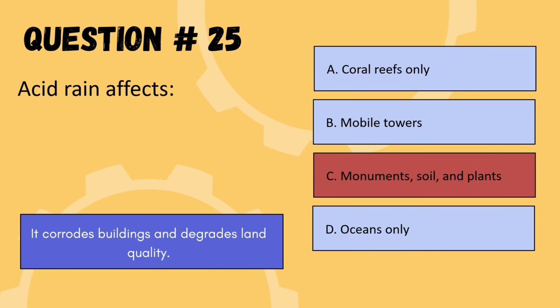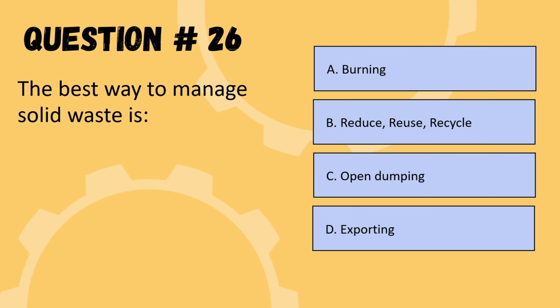So we are moving to the next question. The best way to manage solid waste is. Options are burning, reduce, reuse, recycle, or you can say 3R, open dumping, or exporting. So the correct option is option B, reduce, reuse, recycle.